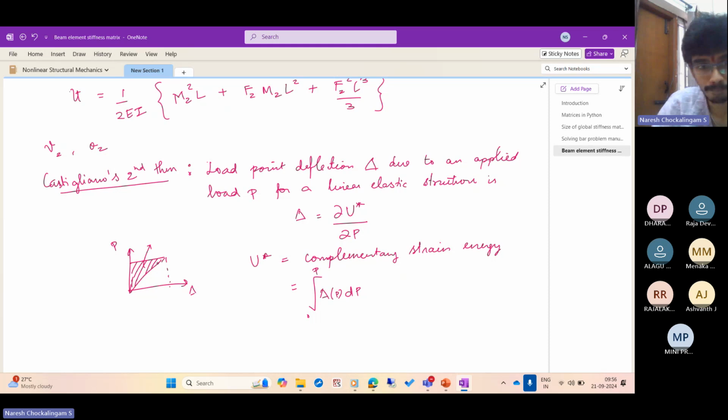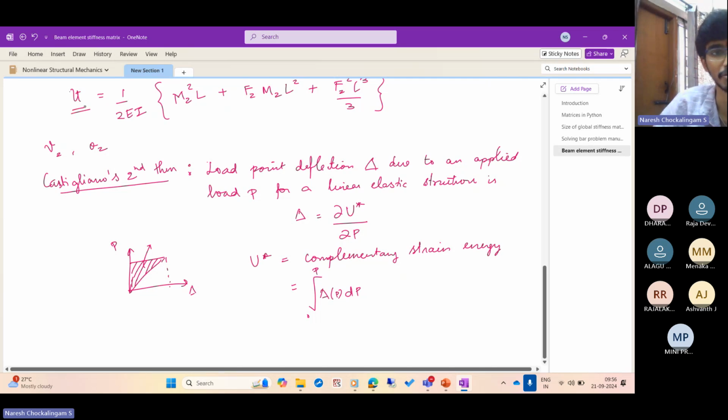And for a linear elastic structure, this curve is a straight line. So it's the diagonal of a rectangle, and the diagonal of a rectangle divides it into two equal areas. You can always replace the complementary strain energy by the actual strain energy U.